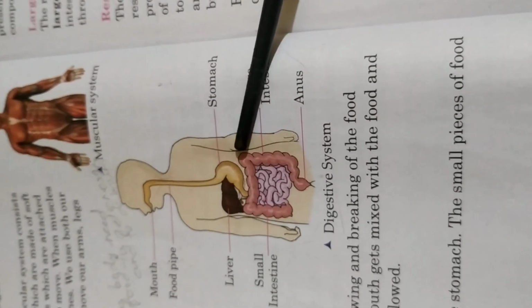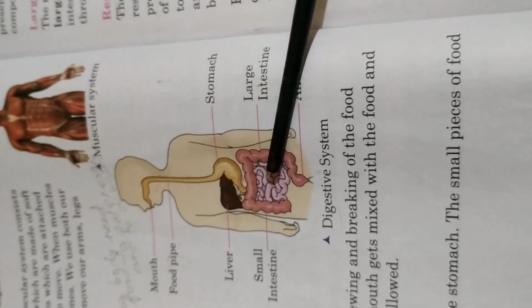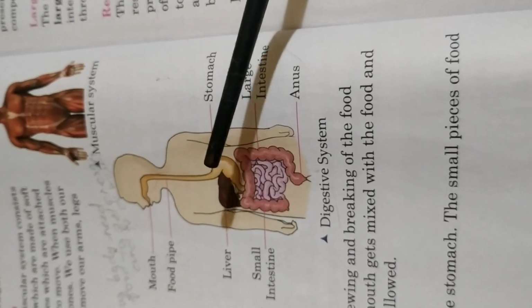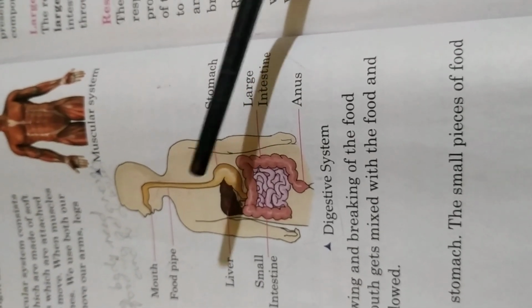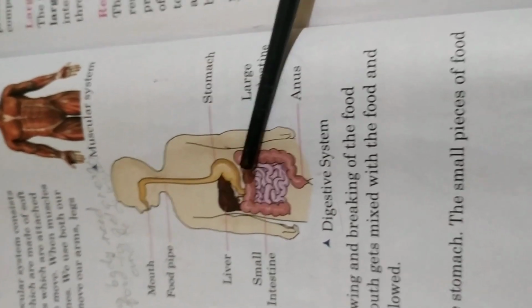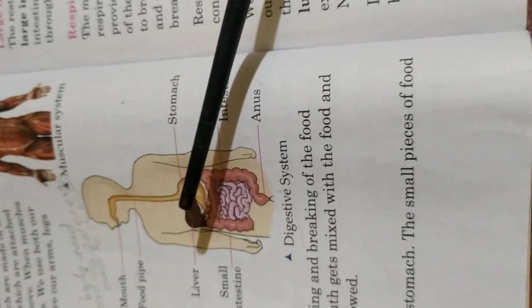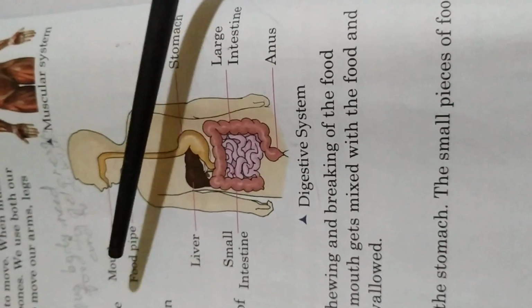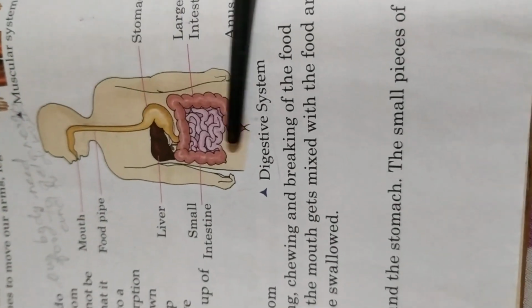When we intake food and that food is changed into a simpler form, the smallest form, so that it gets absorbed by our body, that process is known as digestion. Now there are a few organs which help in the process of digestion.